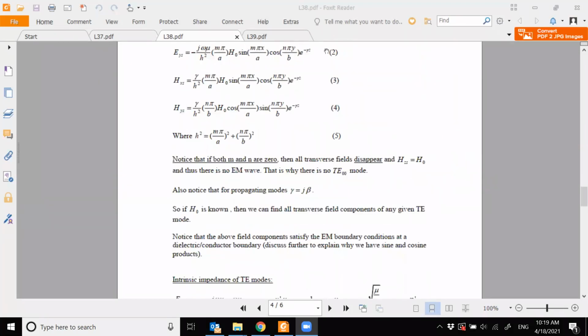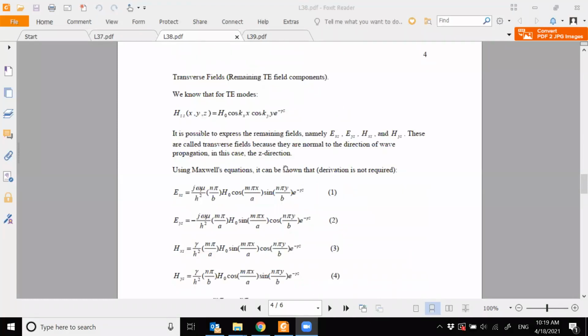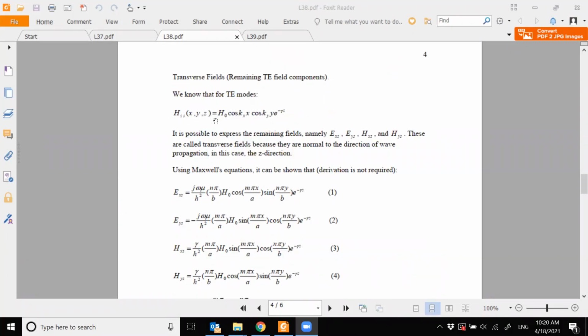Now, as I have already told, they are all propagating modes in the plus Z direction. They have the same betas. If I know the amplitude of my HZ, then I can find the amplitudes of all these components, because all these components have H0, which is the amplitude of my HZ mode.